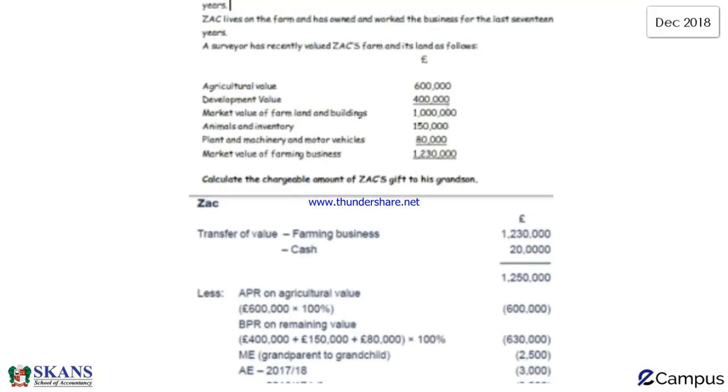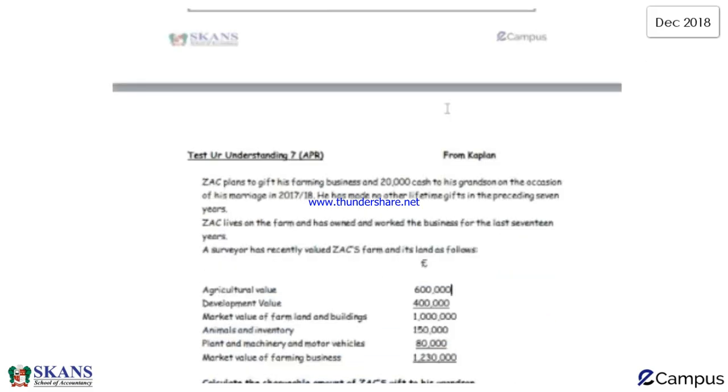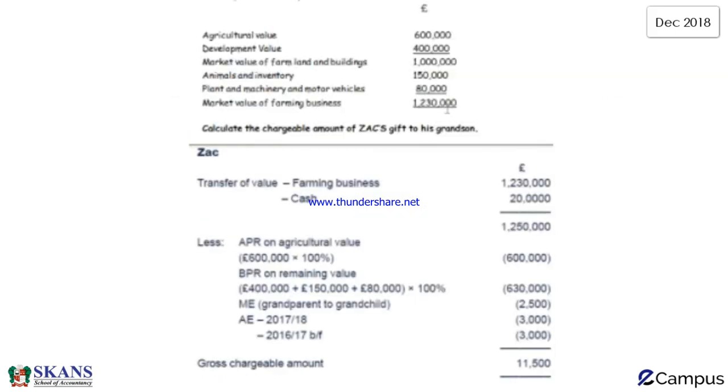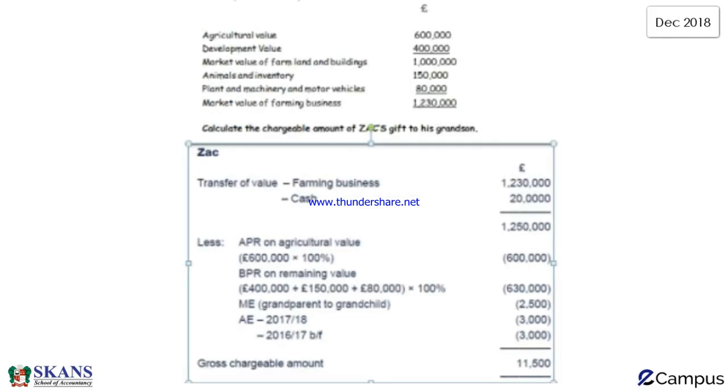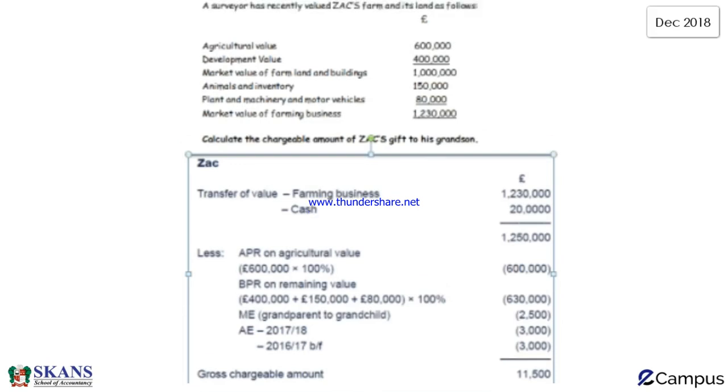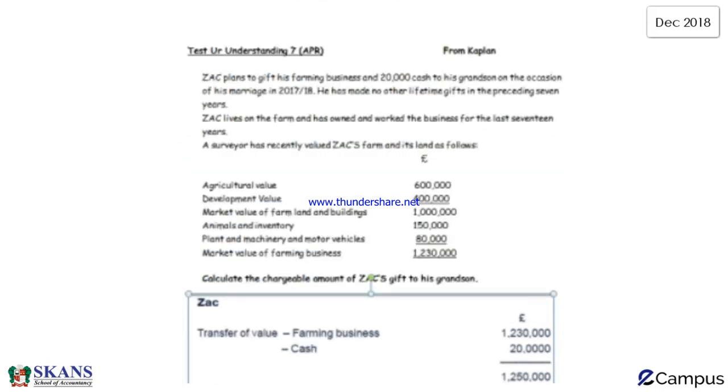Well, I would suggest that you should not be reading the answer to this example. Rather, you should try it on your own. Okay, I can read it for you, and then you would be solving it, or you can have a look at the example and want to solve it. Zach plans to gift his farming business and 20,000 cash to his grandson. So actually, the transfer value will be whatever the value of the farming business would be, plus 20,000 cash.